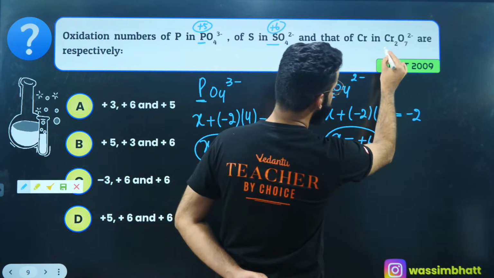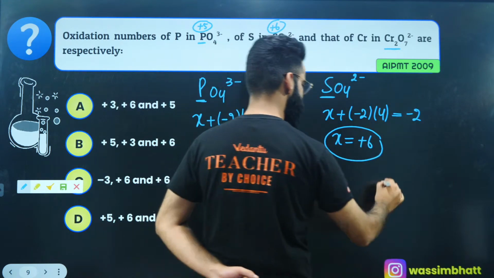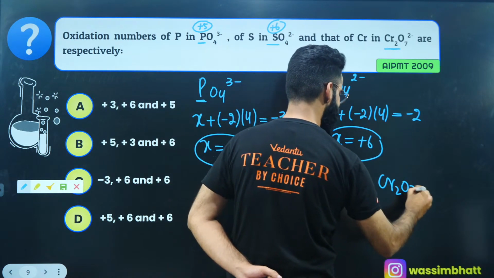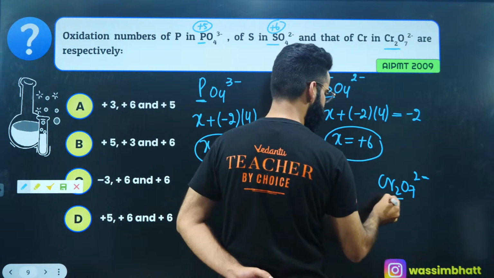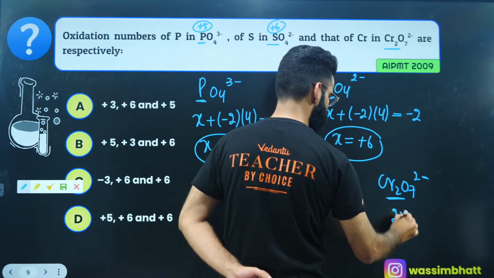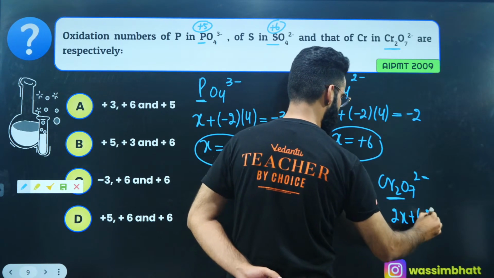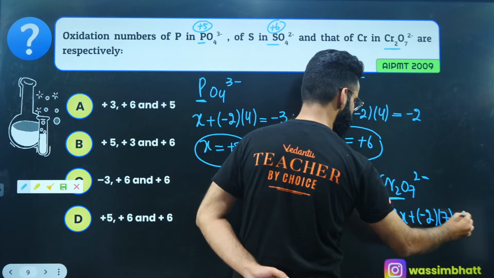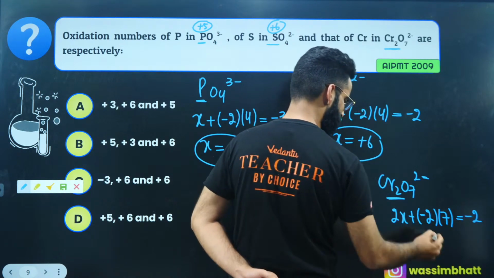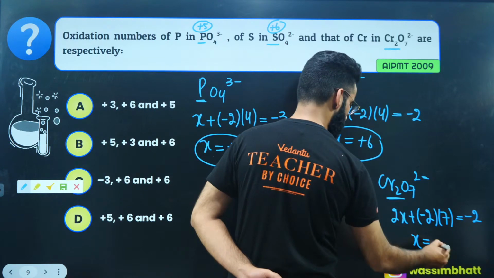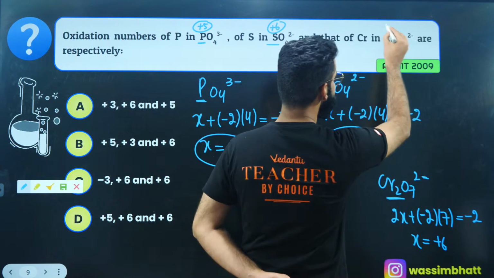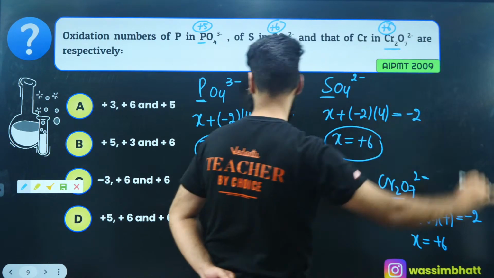And what about the oxidation state of chromium in Cr2O7 dinegative? If you look at Cr2O7 dinegative, let's assume the oxidation state of chromium is X. So it's going to be 2X plus oxygen will show -2 oxidation state. There are 7 oxygen atoms. Net charge present on the molecule is -2. So the value of X over here will come out to be +6. So +6 is the oxidation state of chromium in Cr2O7 dinegative.